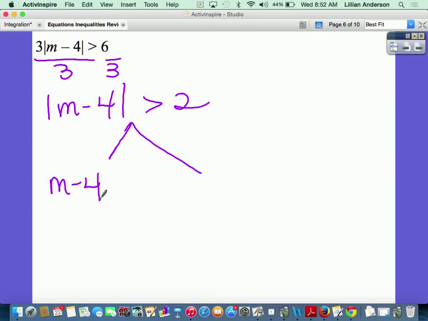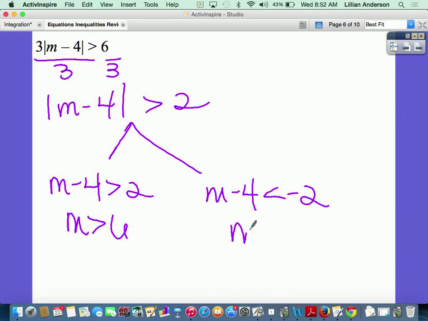So the first equation is going to be what? But the second one is going to be less than negative 2. So not only does the number change, the sign changes as well. And it's only the sign and the number after. The absolute value part stays the same. Okay? So what are my 2 solutions? M is what? Greater than 6. And M is less than positive 2.